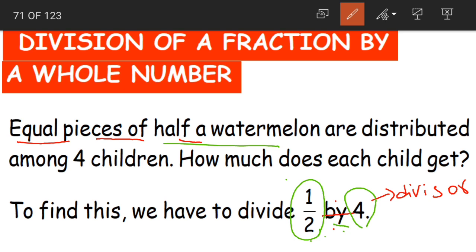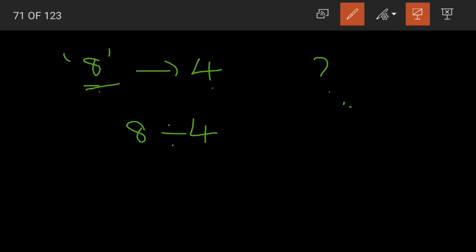Yes, as these are fractions you might be confused. What you can do is you can change this half into 8. Suppose you can say 8 watermelons are equally distributed among 4 children. How many watermelons does each child get? How will you find out? The total number of watermelon divided by the total number of children. Yes children, there are 8 watermelons which are distributed among 4 children. So each child will get 8 divided by 4.